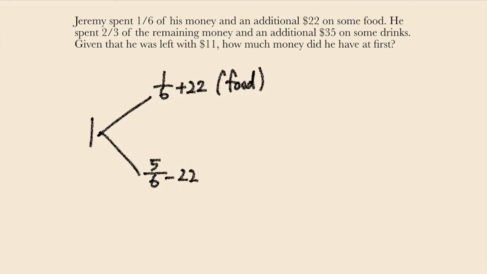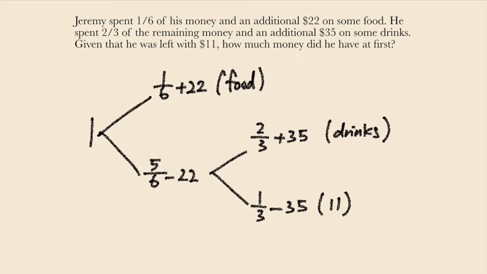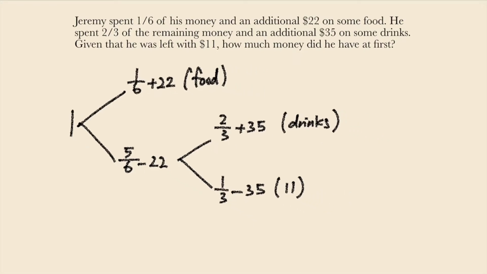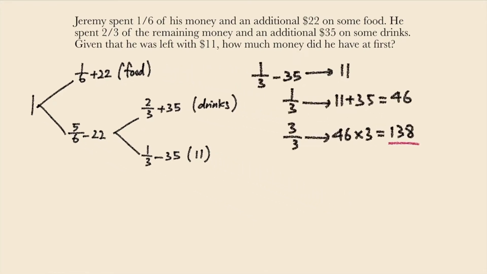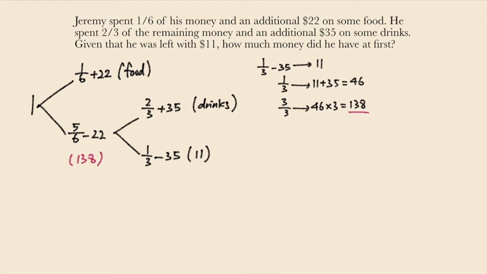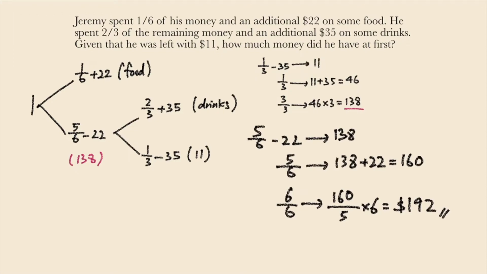Next, he spent 2/3 and additional $35 on drinks. He was left with $11. So form an equation with this. 1/3 minus 35 is 11. Find 1 unit, followed by 3 units, which means we can write 138 here, which means an equation can be formed, and we're interested in 6 over 6. How much money he had at first. So the usual manipulation is done, and just find 6 units.